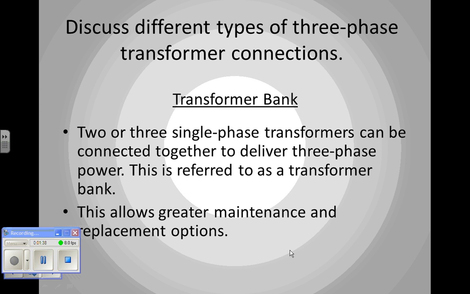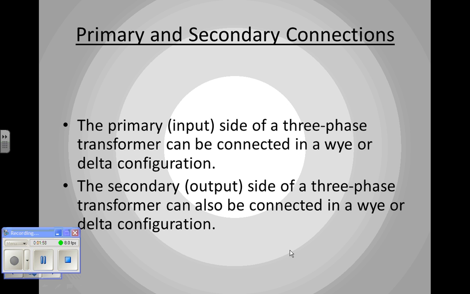We're going to talk about the different connections. Single-phase transformers can be connected to deliver three-phase power, and this allows greater maintenance and replacement options. They're talking about when we have a delta. If one blows out, it's still going to supply three-phase power. It's just not going to be able to supply as much power.